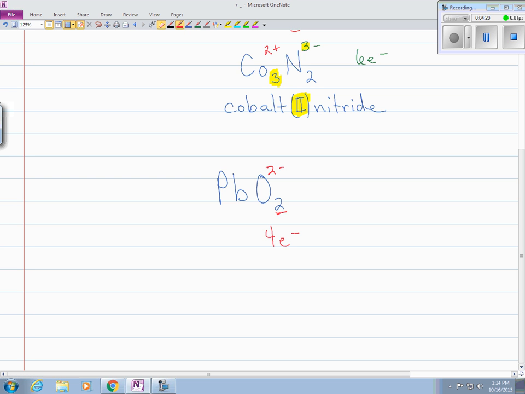hands. And since there's only 1 lead atom there to give up those 4 electrons, that 1 lead atom must have given up all 4 electrons. So it has a +4 charge. So therefore this would be lead 4 oxide.